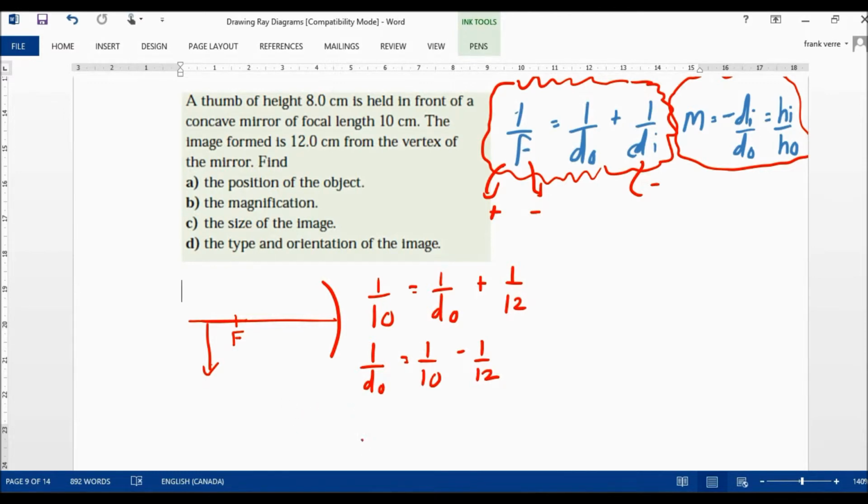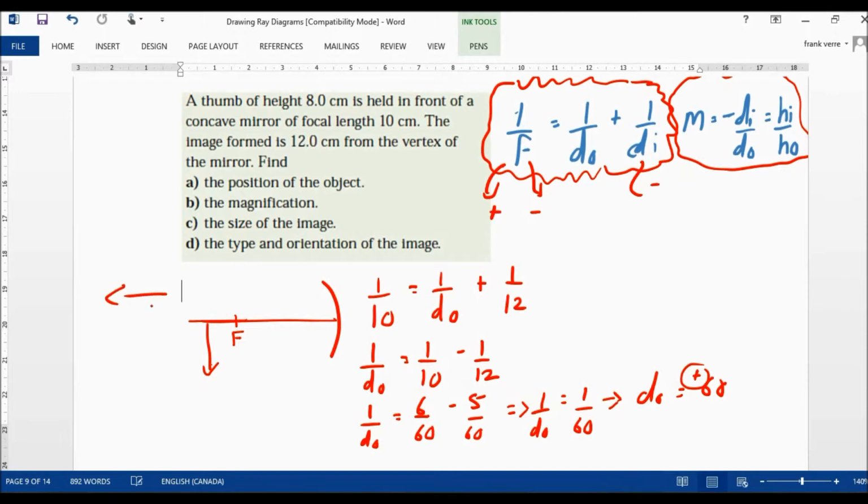And what that's going to give us is 1 over do. We need a common denominator here. So we can say 60, which is 6 over 60 minus 5 over 60. And that's going to give us 1 over do being 1 over 60. Now that's 1 over do, so we have to invert that. So do is equal to 60. And this makes sense because it's positive, so it's showing us that the object is in front of the mirror. So the object is really far away. It's 60 centimeters from the mirror. So that makes sense. Okay, so that's A.